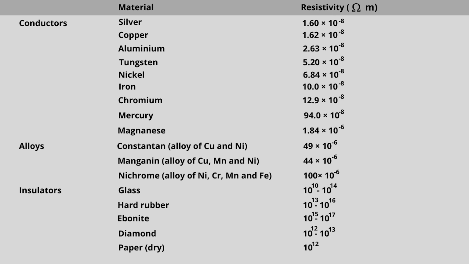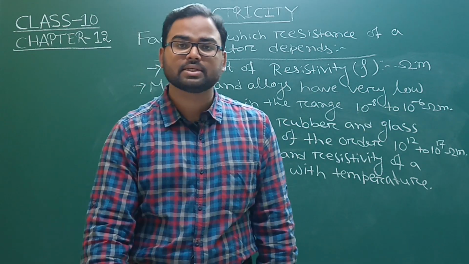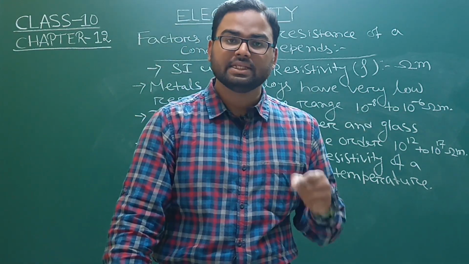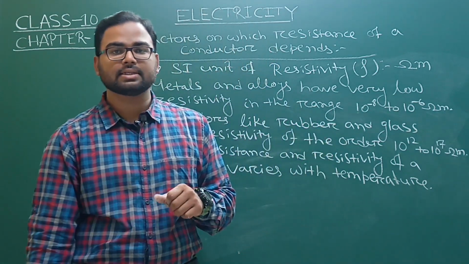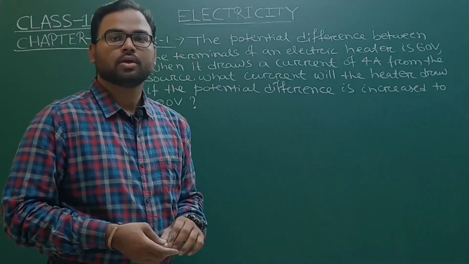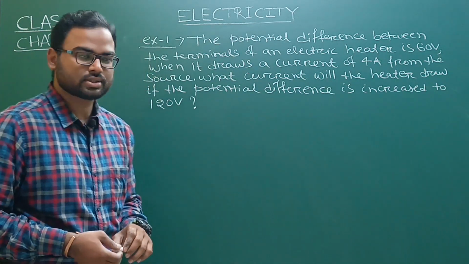Diamond has a resistivity of 10 to the power 12 to 10 to the power 13 ohm meter, and dry paper has a resistivity of 10 to the power 12 ohm meter. So in this table we have discussed conductors, insulators and alloys. All the resistivities are given in the table. Now we will discuss a question.